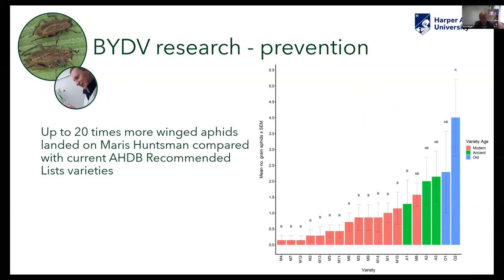Dan found that we have 20 times more winged aphids landing on Maris Huntsman, shown in the blue bar here on the right-hand side, than in some of the modern recommended list varieties shown over to the left in the salmon pink color. Also, quite interestingly, some of the ancient wheats also had relatively high numbers of aphids landing on them, giving some cause for pause, I suppose, on that general assumption that modern varieties are more susceptible than their ancient ancestors.